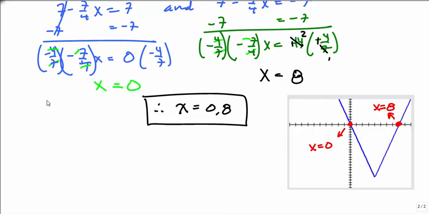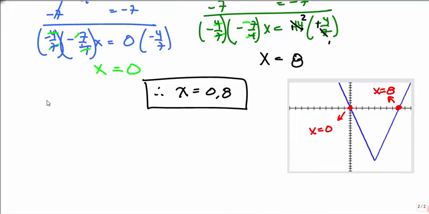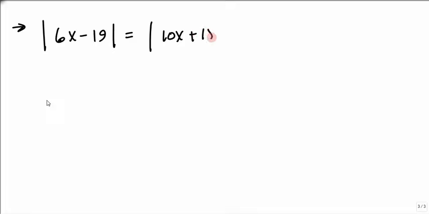So again, do your handwork, make sure that you write out your two different cases, and then once you have your two different cases written and you have a solution, plug them back in and check, or you can also graph and come up with decimal equivalents. Now so far everything that we've looked at has had just an absolute value on one side. We could also work problems that have an absolute value on both sides. For instance, we could have the absolute value of 6x minus 19 equals the absolute value of 10x plus 15. Well, we write out our cases as before.